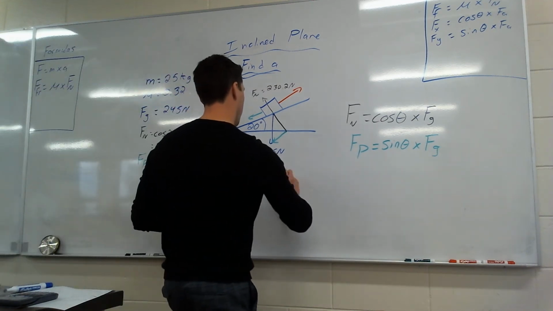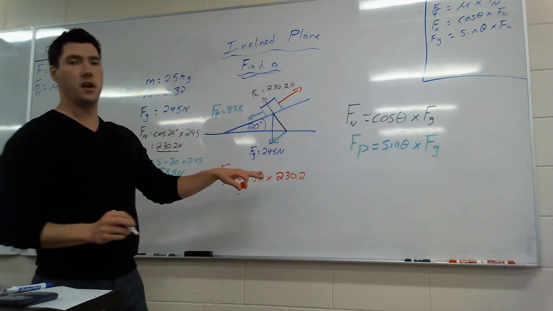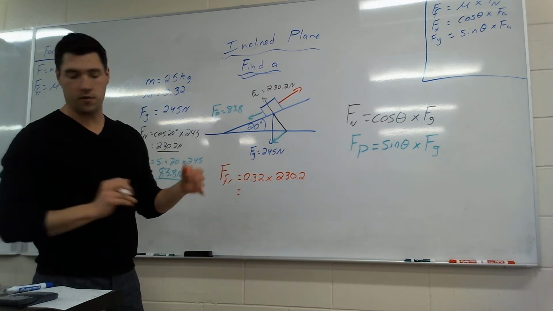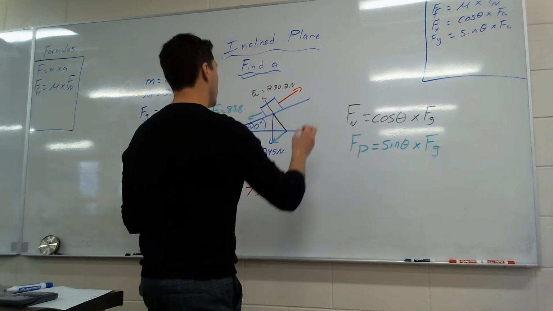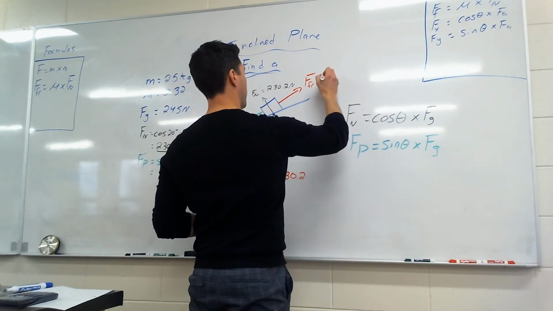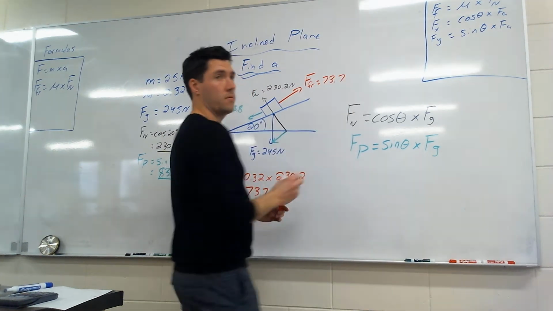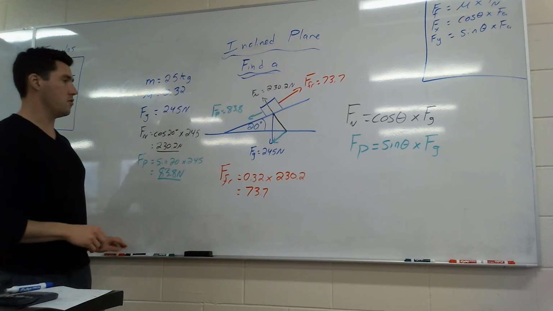230.2. When I multiply those together, I get an answer of 73.7. So friction is slowing us down. Force of friction here, slowing us down by 73.7. All right, so now we have found all the forces involved. There are no more extra forces to find.